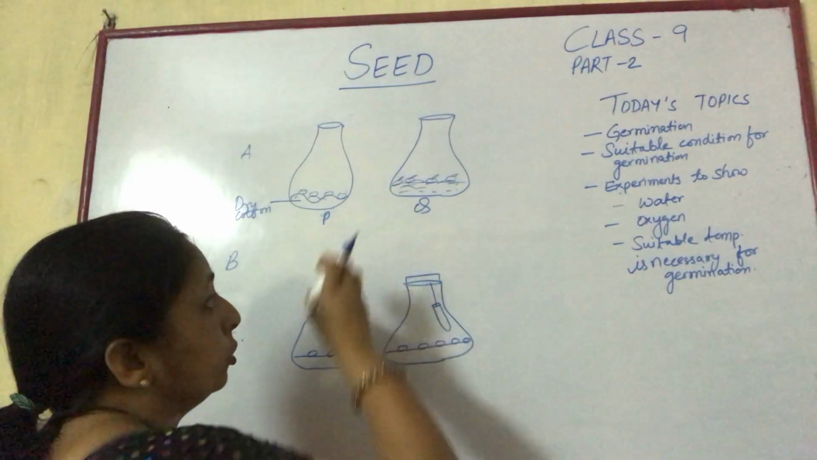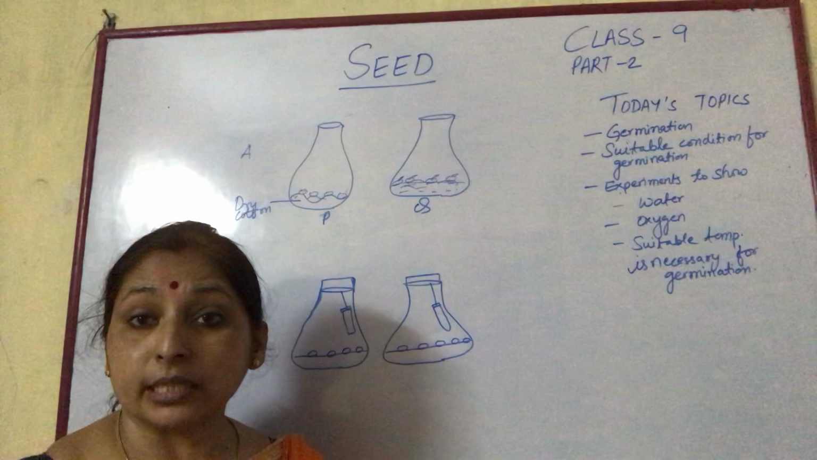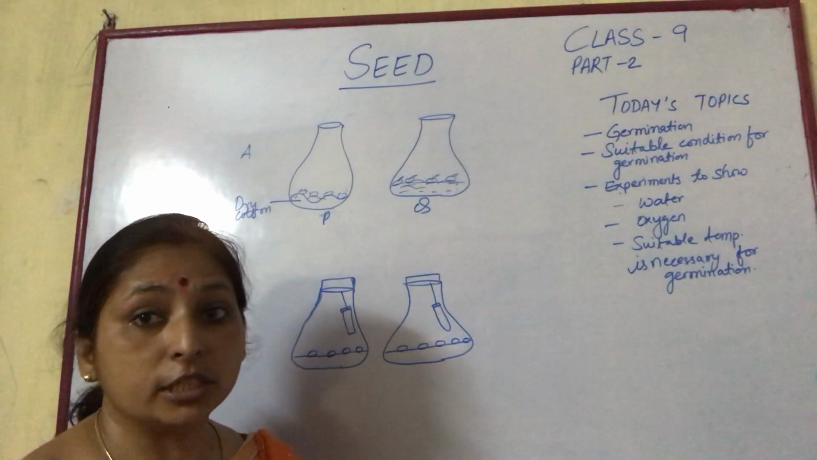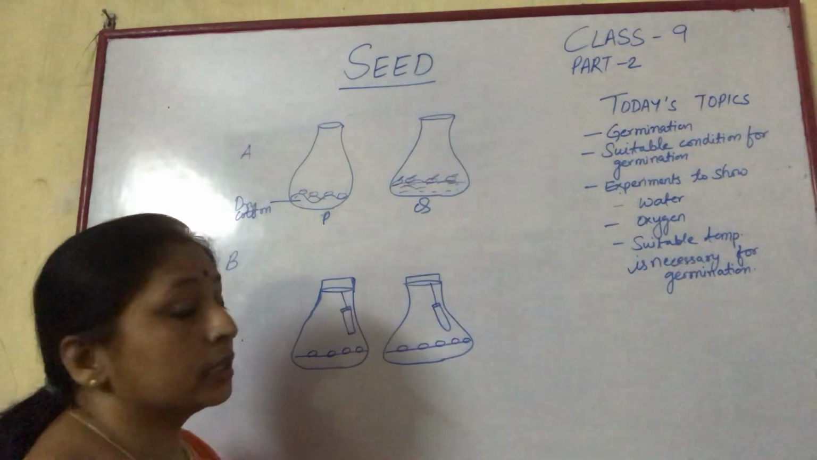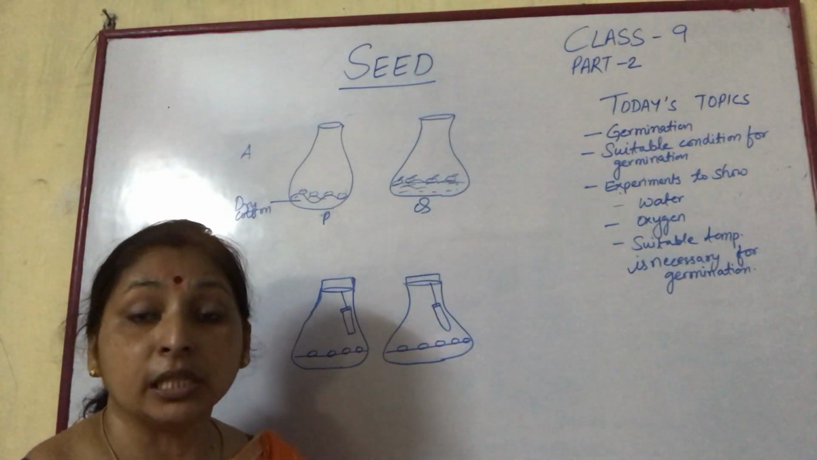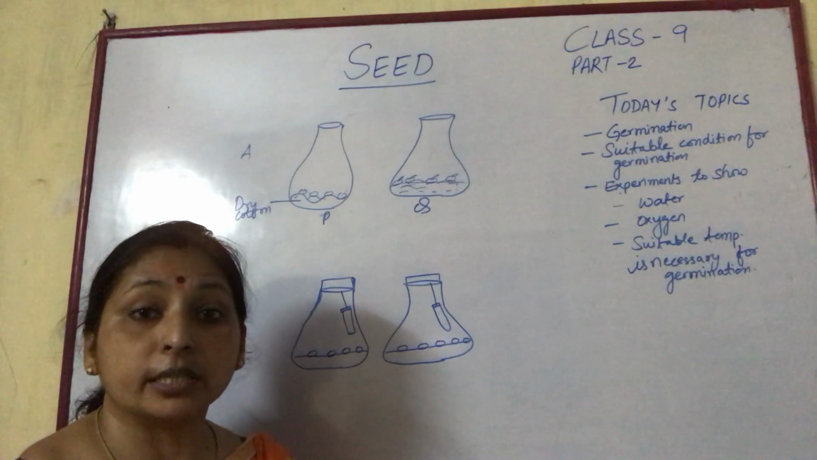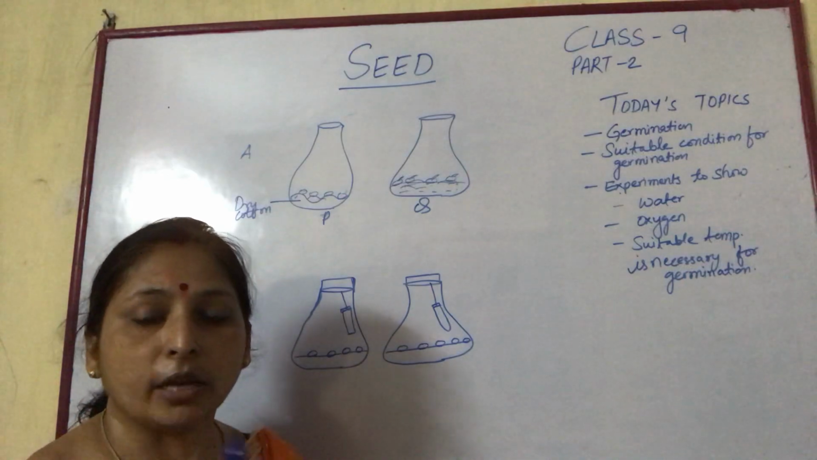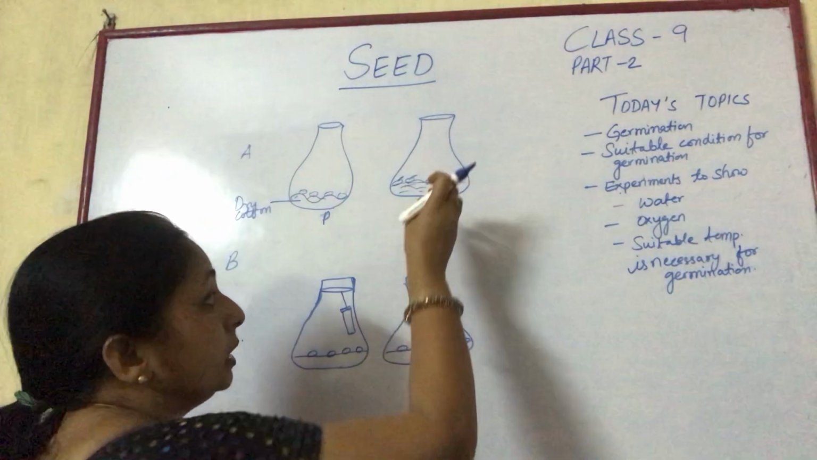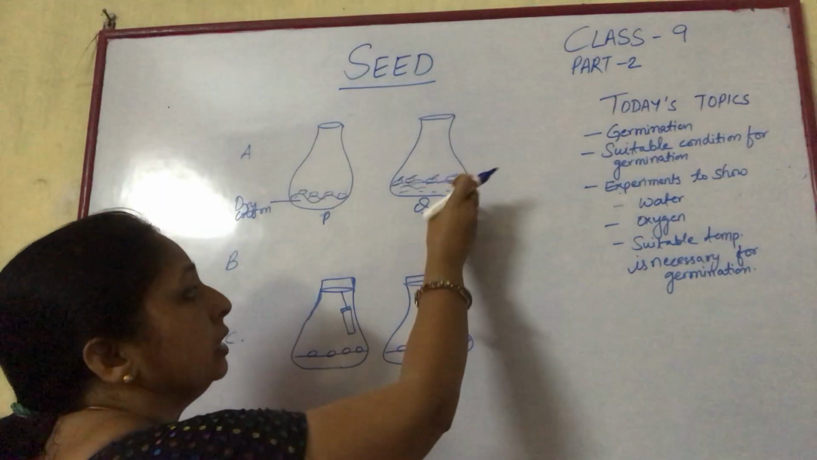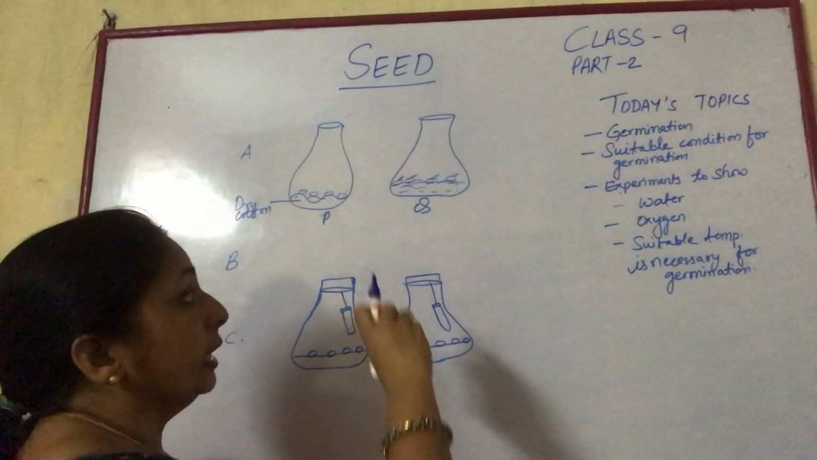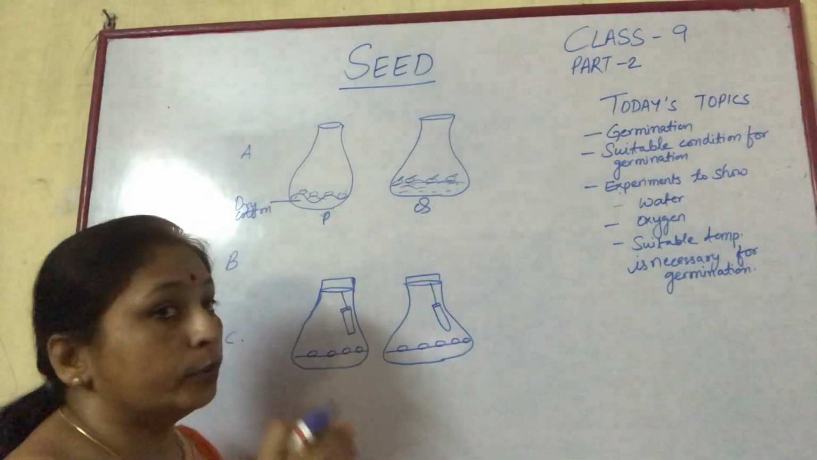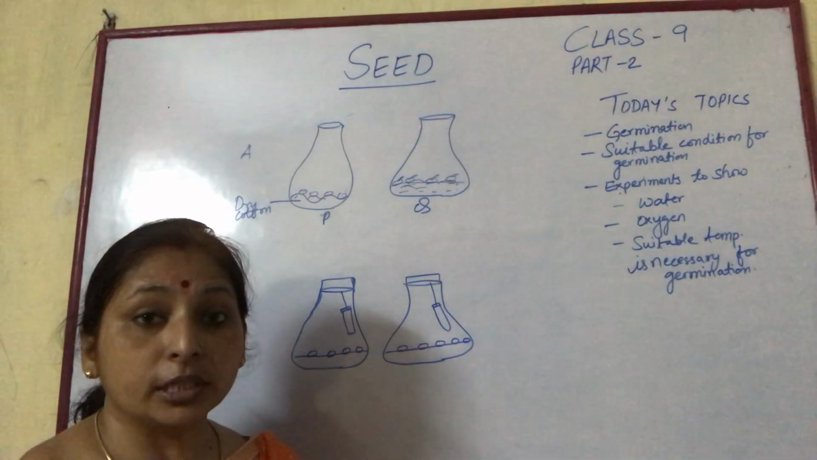If these diagrams are shown to you and the question is asked, what is the aim of the experiment? The aim of the experiment is to prove that water is necessary for germination. And what is the process mentioned above? The process is germination. The next question would be to define the process of germination, then you have to write the definition of germination. Then, what is the aim of the experiment? The aim of the experiment is to prove that water is necessary for germination.